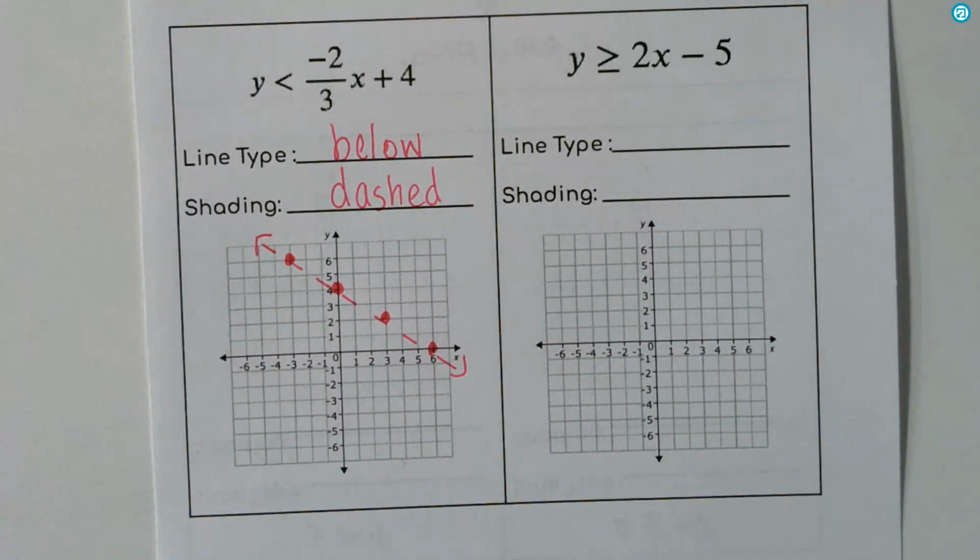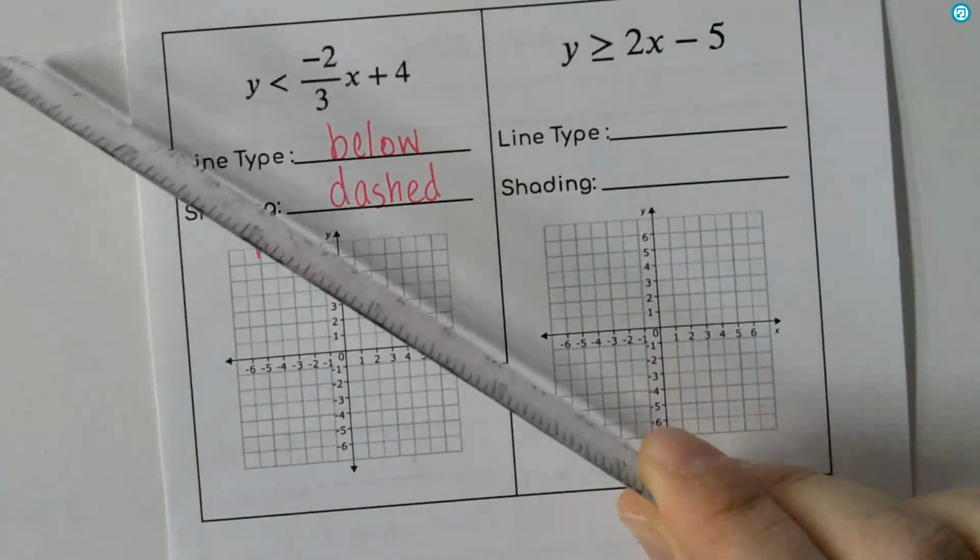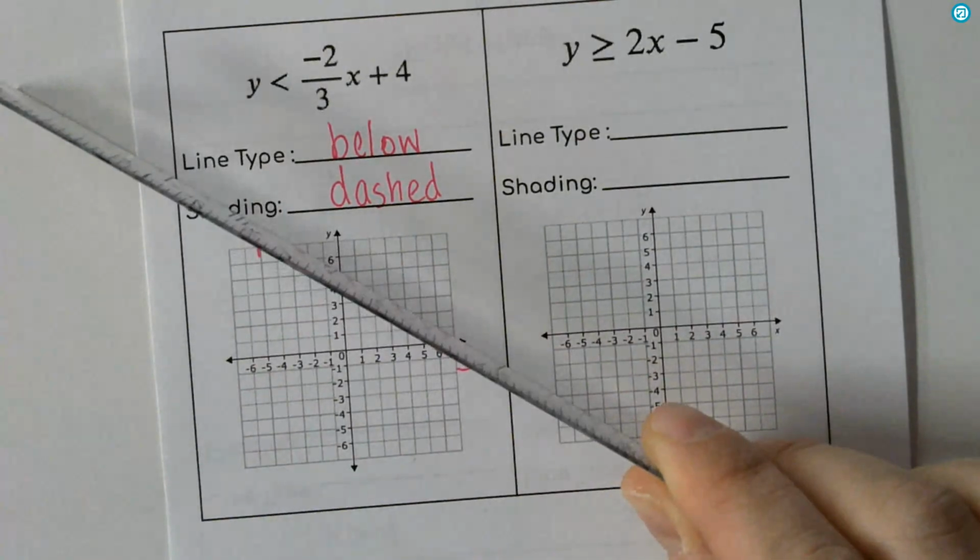Okay, then we are going to shade below that line. So we have to look at where the line is. I like to use my ruler to kind of mark it for you guys. So that's where my line is. I need to shade everything below the line.